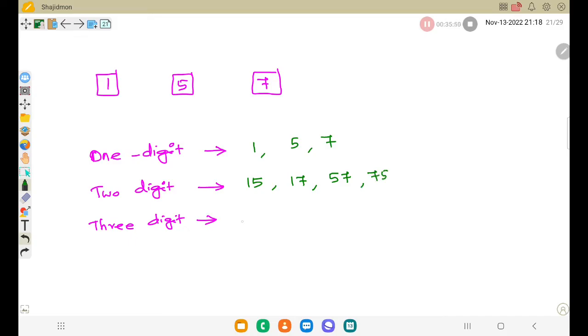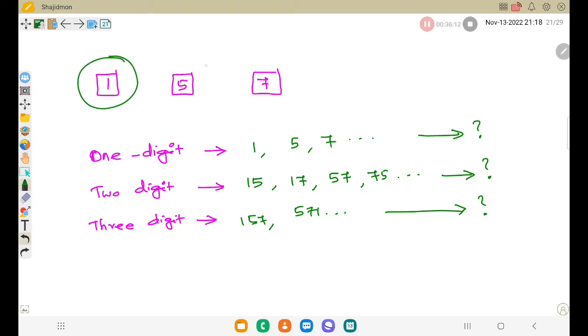Now 3 digit, what are the options? 1, 5, 7, one option, correct? 5, 7, 1, another option. Like that we have different options. So like that, how many 1 digit numbers can we form? How many 2 digit? How many 3 digit? So totally how many numbers can we form by using these 3 numbers, 1, 5 and 7? This is our question idea.